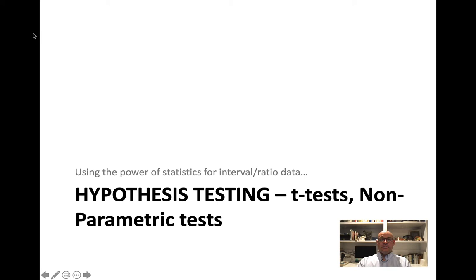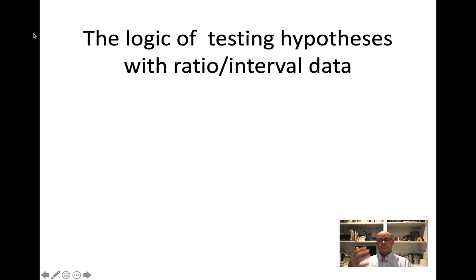So let's start off with some logic about what hypothesis testing does with interval or ratio data. Interval and ratio data, remember, are numbers, the way that we think about numbers like weight or height or speed. 1, 2, 3, 4, 5, 6, 7, 8, 9, 10, 5,000, 5,001, 5,002, those sorts of data.